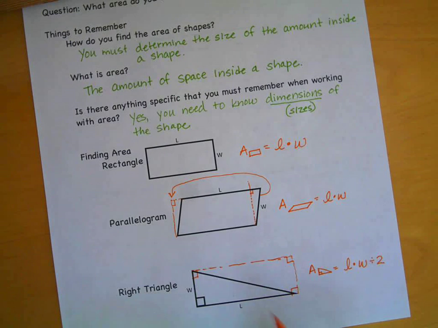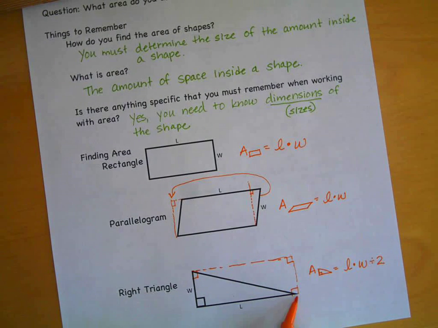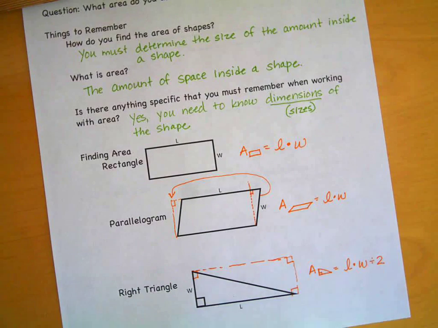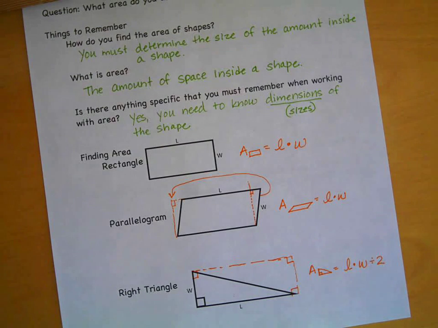Because a right triangle is actually a rectangle cut from corner to corner diagonally, and then you end up with 2 triangles. So we have to divide it by 2 because we only want 1. So you take the length times the width and then you divide by 2. That's how you find the area of a right triangle.